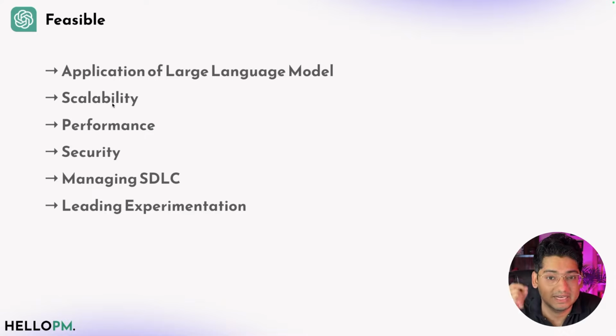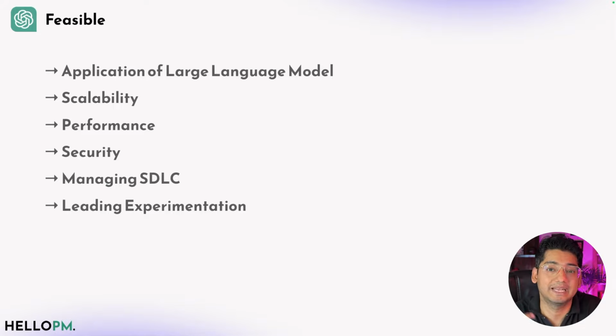Then you have to make sure the thing is scalable. You have to make sure that it is performance oriented, so people are able to get results quickly, because you are talking about user experience. Then you have to talk about security, as in ChatGPT, whether it is using your own data to train itself, and whether the data is secure or not.